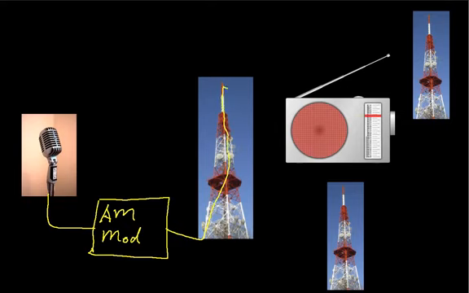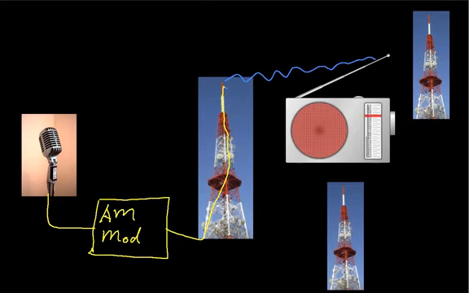And then that signal is broadcast by the antenna, as electromagnetic radiation, to the antenna of this radio. And so the idea is that the radio now wants to take the signal that's been broadcast and get the speech signal back so that you can listen to talk radio or whatever it is you're listening to.